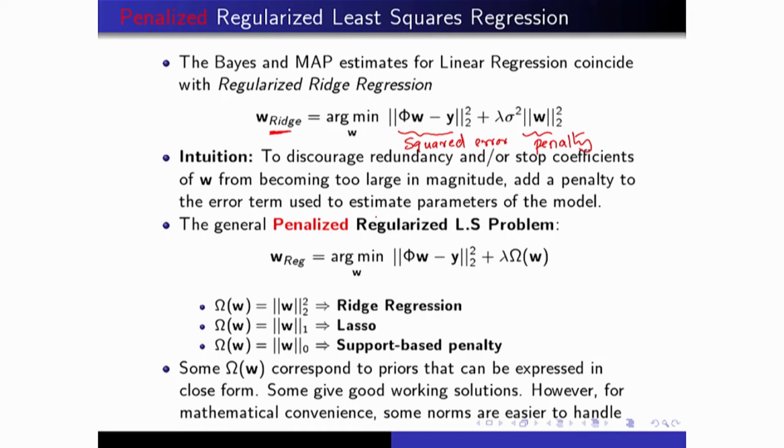The general form of the penalized regularized least squares problem is: take the squared error as before, and add a penalty term, lambda times penalty term, lambda omega(w). Now this omega(w) could be norm w squared, that's the case of ridge regression or Bayesian linear regression with Gaussian prior, as we have seen. This is the Gaussian prior case.